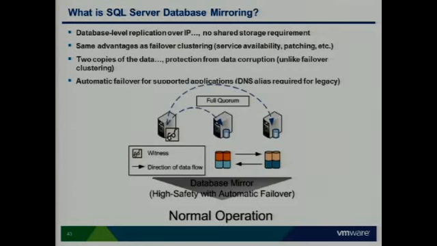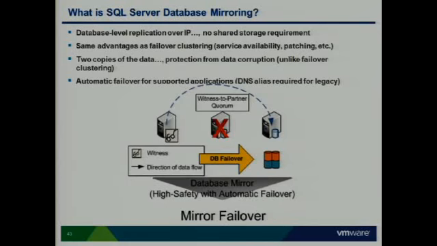Automatic failover for supported applications, applications that are mirror aware or have a primary and secondary SQL Server connection string built into the app, automatically support SQL mirroring. If you have legacy applications, you may have to use a DNS alias in order to achieve that. This is really fast. It fails over in 2 to 3 seconds. So if we lose one of the mirror nodes, 2 to 3 seconds later, those databases will fail over to the remaining mirror node, and it's very seamless. It works just like clustering.